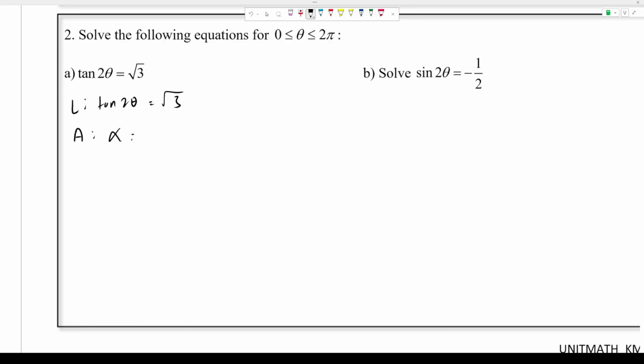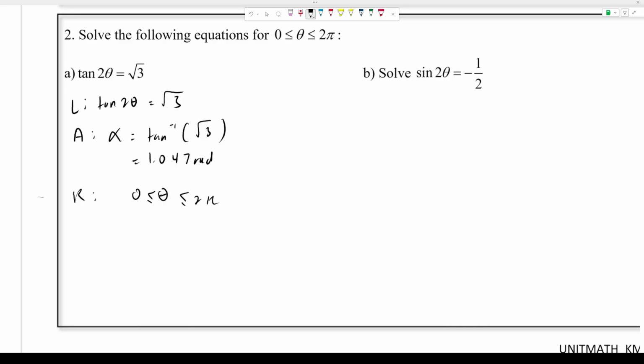Okay, next. A is for reference angle kan, angle. So alpha is equals to arctangent sec 3. And you should get 1.047 radian. Okay, sebab soalan kita radian, kita buat dalam radian. Okay, next is range. So ini dia berubah sikit lah. So range, the question gave us the range between 0 to 2 pi.